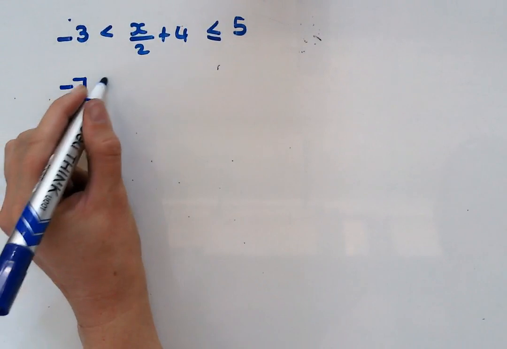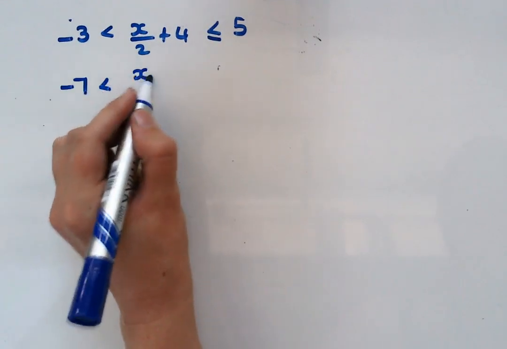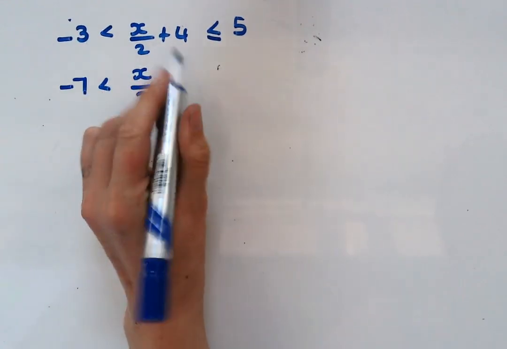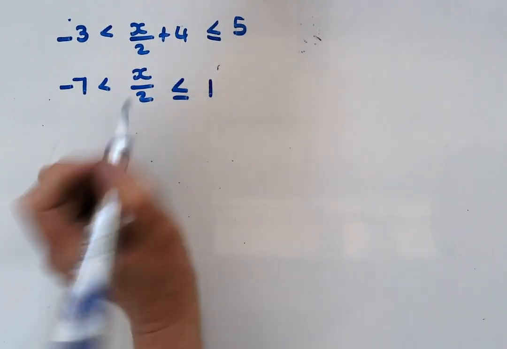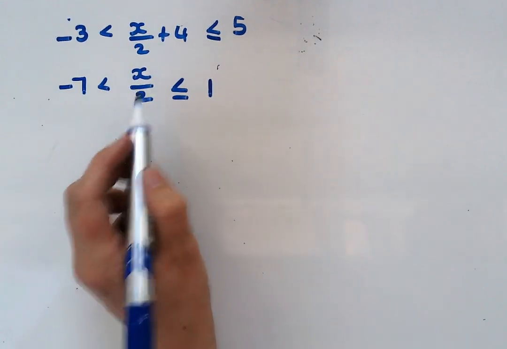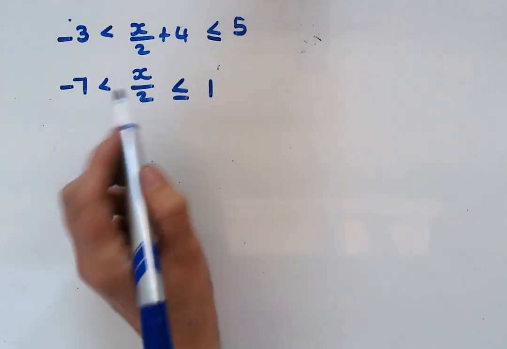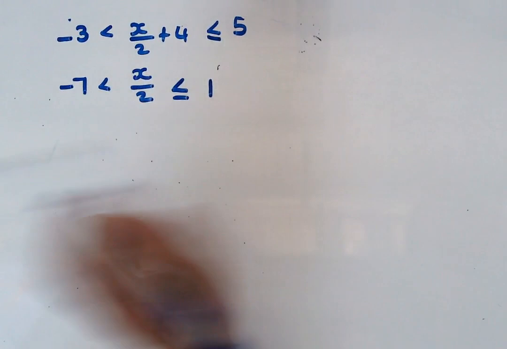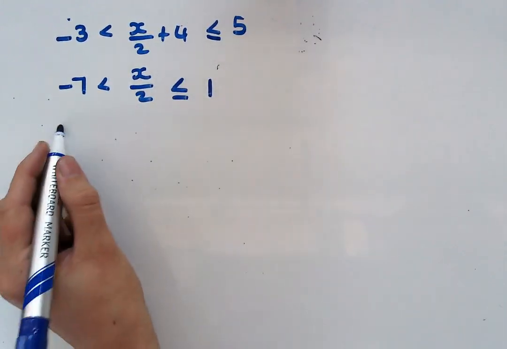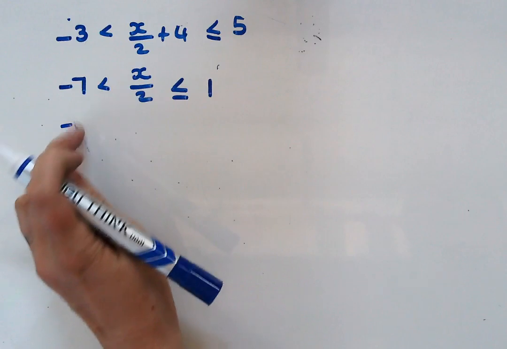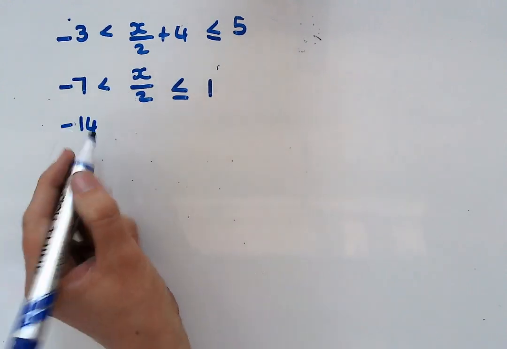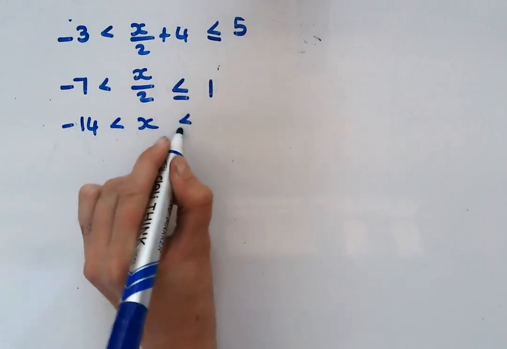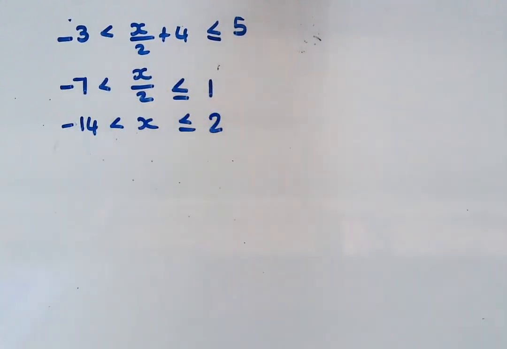If you're not sure about adding and subtracting positives and negatives, check with your calculator. I took the 4 away here now, and then 5 minus 4 is 1. Right, then since this is divide 2, I want to times 2 on the other side, both sides. So minus 7 times 2, it's minus 14. I basically just times 2 everywhere. Times 2, x over 2 times 2 is x, and 1 times 2 is 2. So there is my answer.